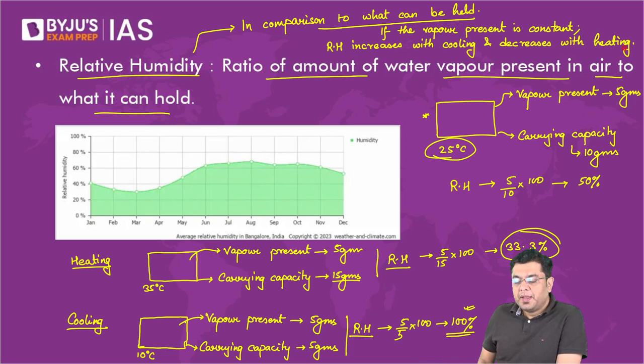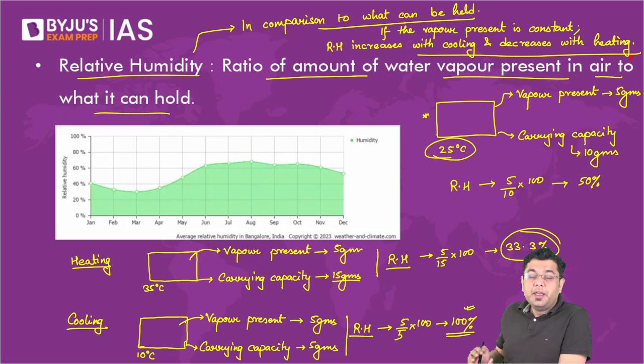Okay, that is the aspect of relative humidity. This gives us an idea about when the rainfall can happen, when we can expect precipitation of any sort, dew formation, etc. So if the relative humidity exceeds 100%, that means what? There is a surplus amount of moisture.